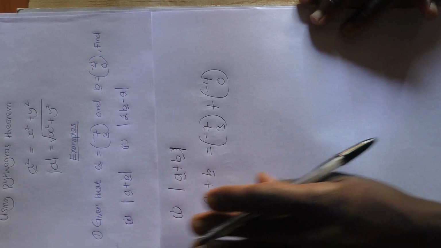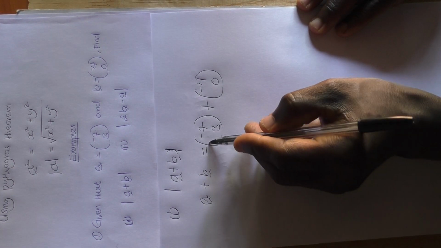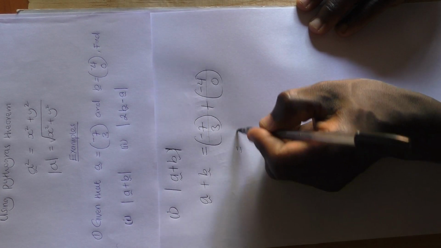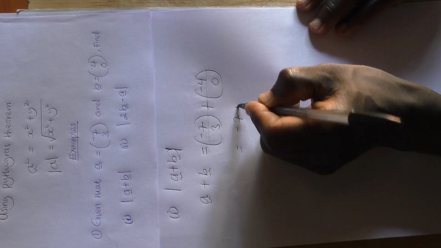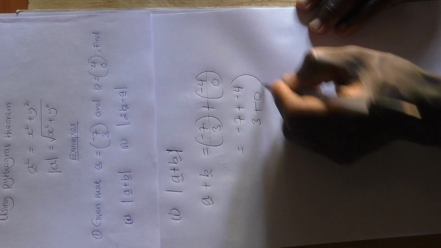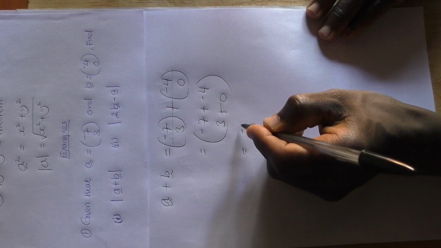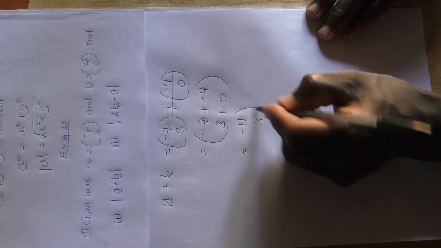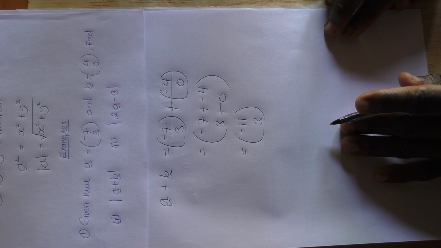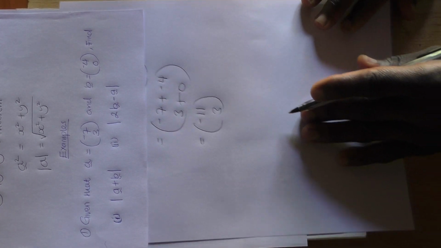When adding, we consider corresponding components. That is, we have -7 plus -4 and 3 plus 0, which gives us (-11, 3). That is A plus B.